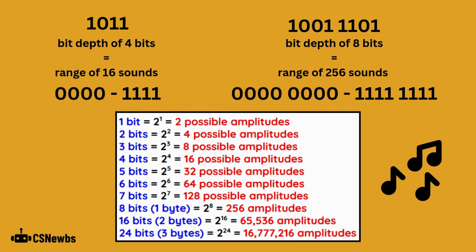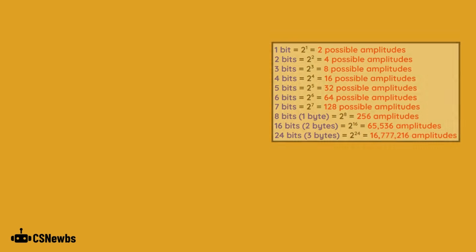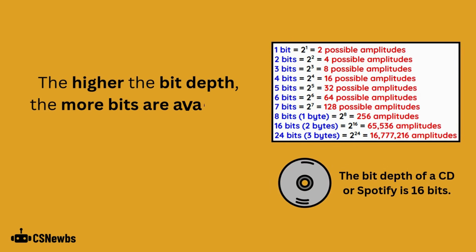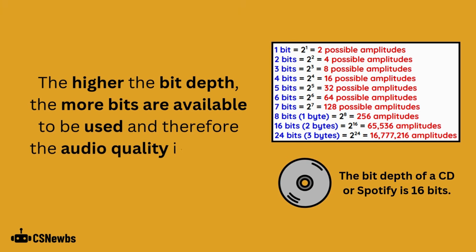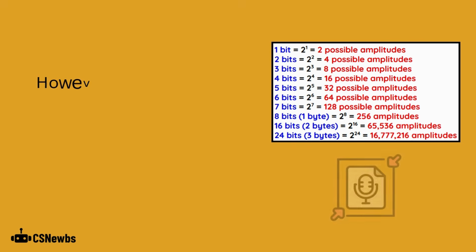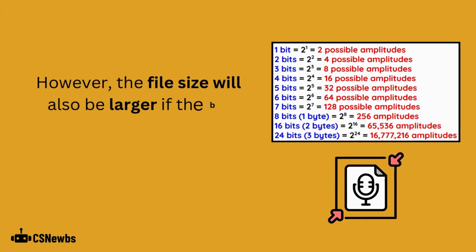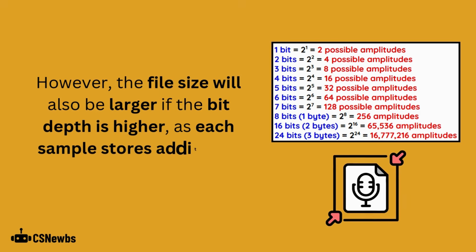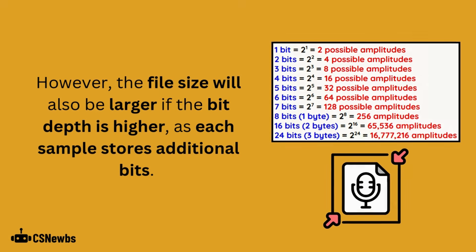You can see that a range of 16 sounds is available for 4 bits, from 0000 to 1111. With a bit depth of 8, that gives you a range of 256 different sounds. The higher the bit depth, the more bits are available to be used, and therefore the audio quality is clearer and more accurate. However, the file size will also be larger if the bit depth is higher, as each sample stores additional bits.